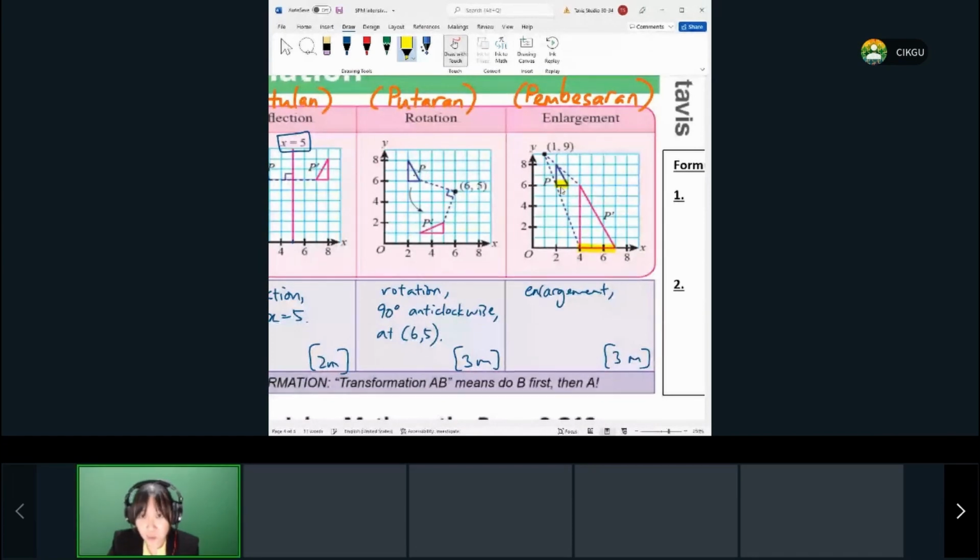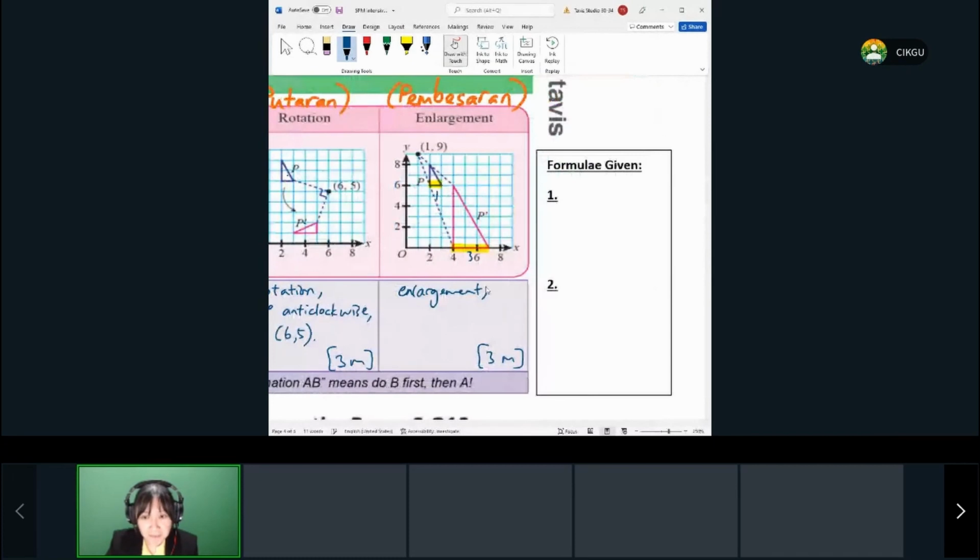This one is 1 box. This one is 1 box. This one here is 3 boxes. So how many times does it enlarge? The term we use is scale factor. Luckily for you, the formula of scale factor is given in the formula sheet, and the symbol they use is K. They gave you the formula. In the formula sheet, they wrote it like this: PA prime over PA.